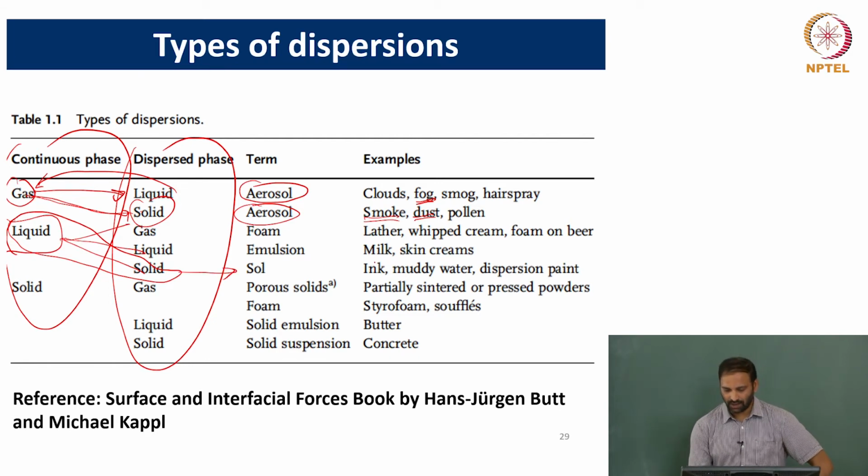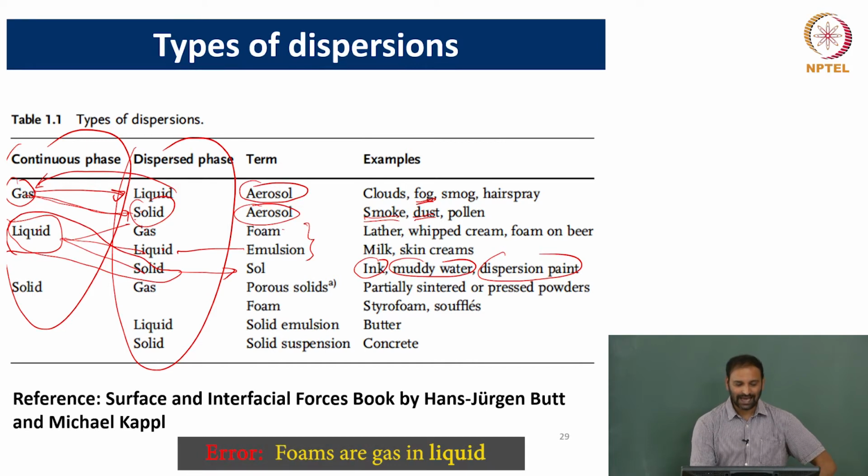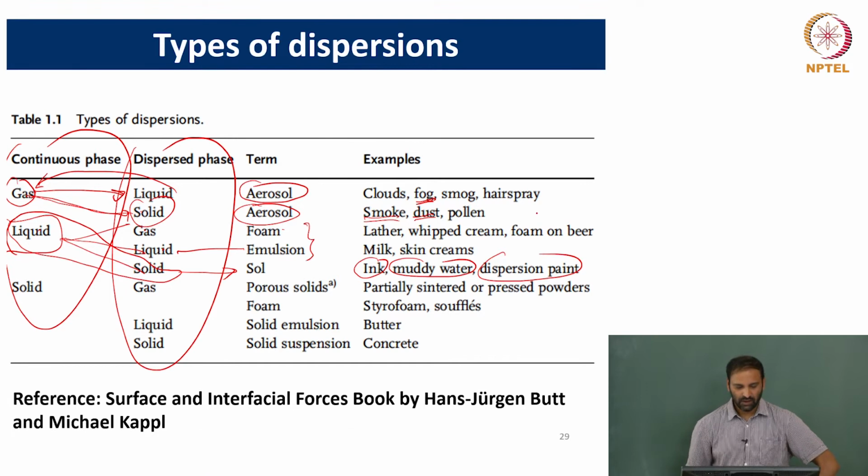Examples of sols are ink. If you take muddy water, which is actually an example of clay particles in water, or if you look at paint, for example, all these are examples of sols in which the dispersed phase is a solid and the continuous phase is a liquid. Of course, there's a lot of interest in looking at emulsions and foams. So emulsions are liquid in liquid dispersions, and foams are gas in solid dispersions. Again, there are several examples that are listed here.